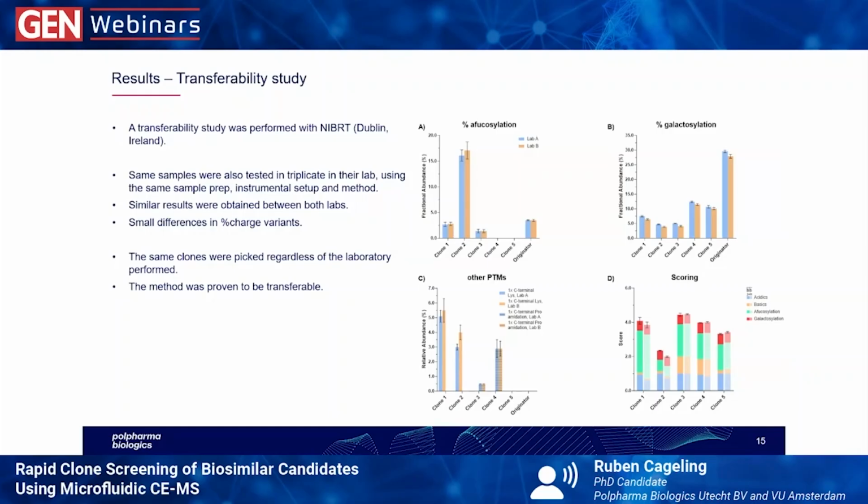They don't differ that much, and we only saw a small difference in the percentage of charged ions, for example, the acidics. This can happen due to sample handling or sample storage.